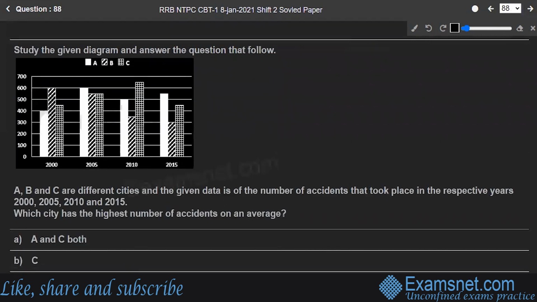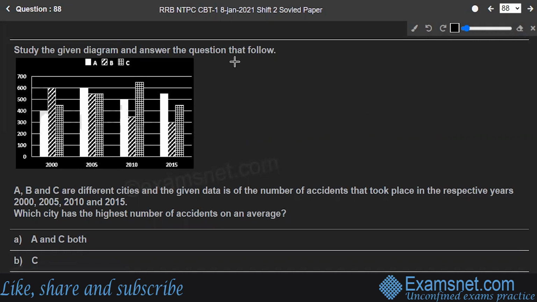Next, question number 88, we are given a graph. You have to study the diagram and answer the question. Let's understand the graph first. A, B, C are different cities. Given data is the number of accidents that took place in the respective years 2000, 2005, 2010 and 2015. Which city has the highest number of accidents on an average? So on an average it is asked, right?